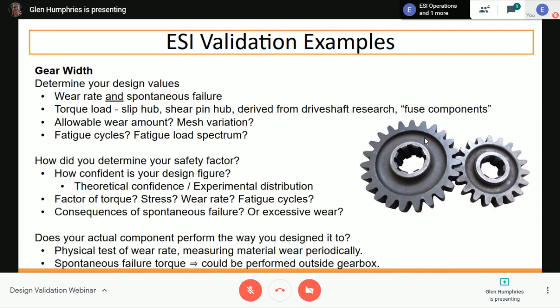The other thing, of course, that we want to check for real-world failure is the spontaneous failure of the gears. How much torque can you put in before you actually rip a tooth off? And unfortunately, this is probably something you can perform outside the gearbox with necessary safety precautions in place, so no one gets hit by a flying gear tooth. But it's something you can do in a workshop. And again, it's great validation to bring to the event.